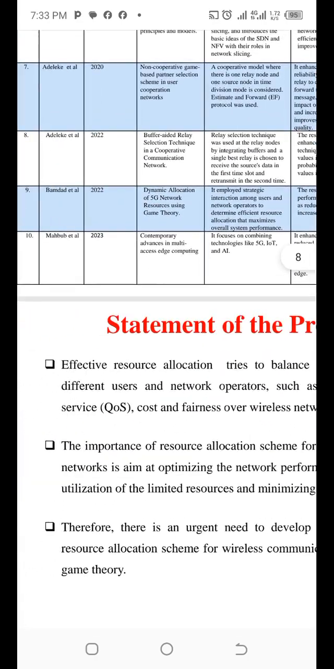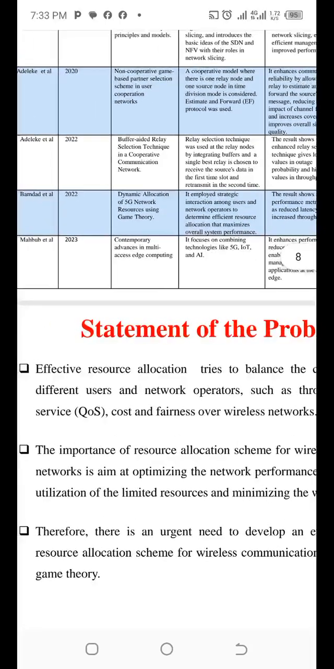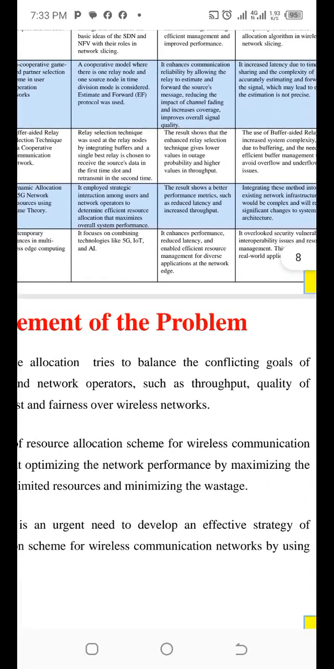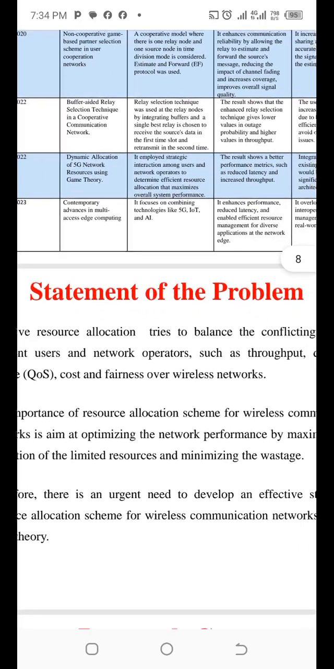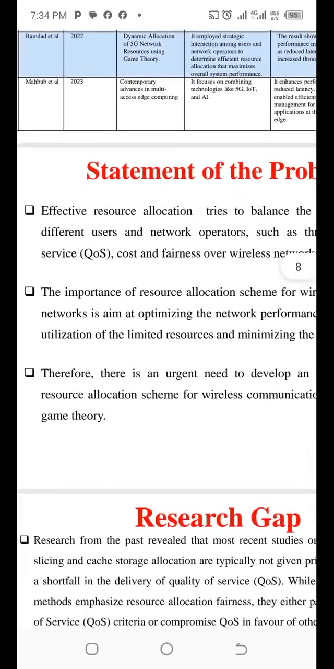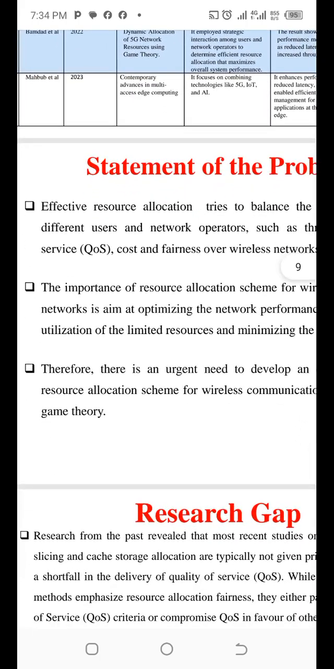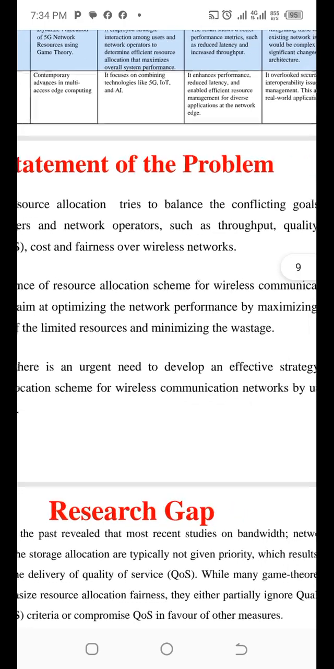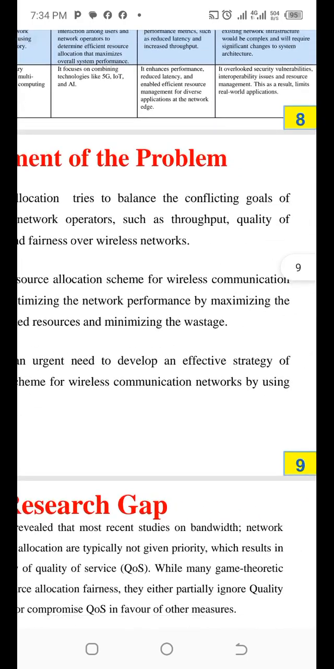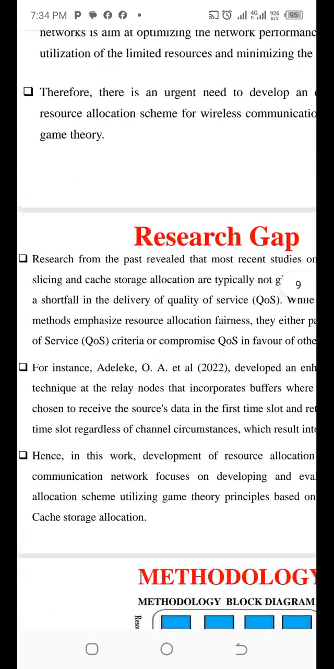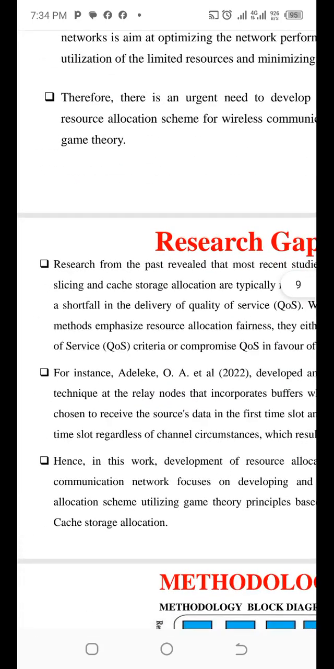Statement of the problem. Effective resource allocation tries to balance the conflicting goals among the different users and the network operators, such as the throughput, the quality of service, and the fairness over wireless telecommunication. Therefore, there is an urgent need to develop an effective resource allocation scheme for wireless communication network using game theory.